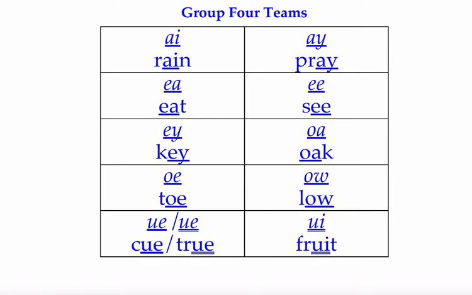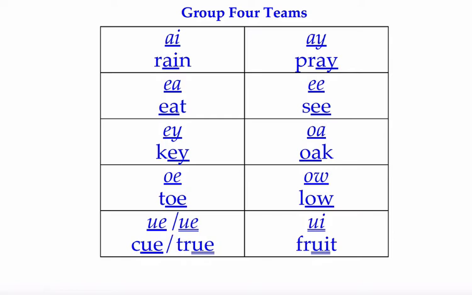We have three teams that represent long E: EA, EE, EY. We have three teams that represent the long O sound: OA, OE, and OW. Notice that in the team OW, W is considered to be part of the vowel team. Normally, W by itself, well, actually always W by itself, will be a consonant, but when it joins together with a vowel and forms a team, it's part of the vowel team and is not considered to be a consonant.